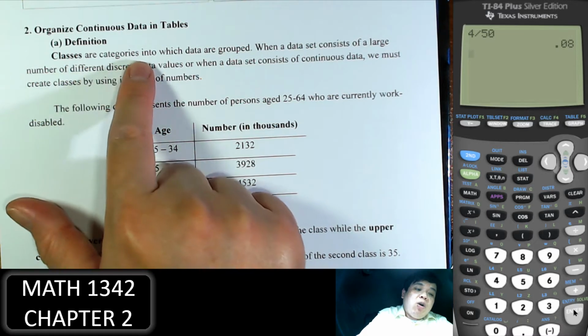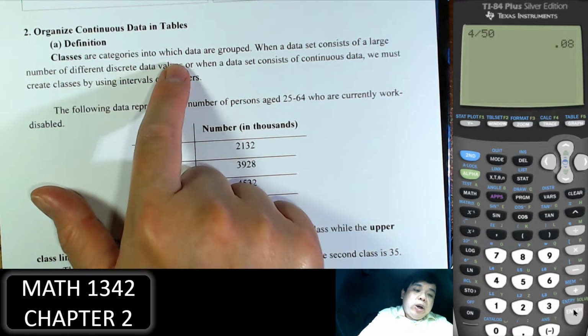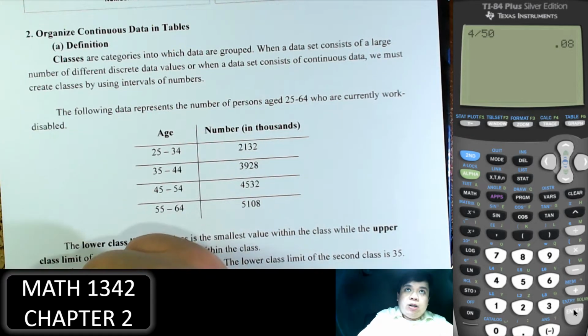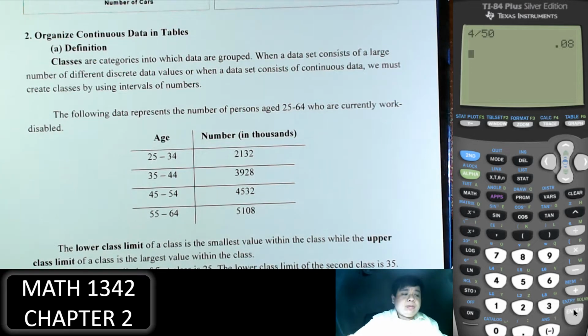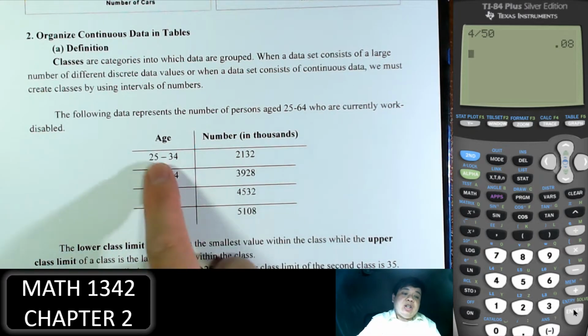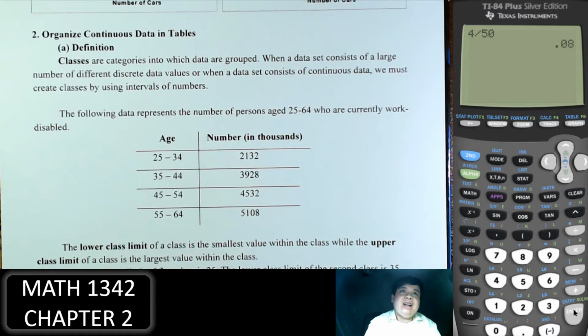Classes are categories into which the data are grouped. So, like I said, if there are too many categories, we might want to combine a few categories together. Or if the data is continuous, we put that into ranges. For example, if we ask anybody from 25 to 64, we're just going to write it in a range like this.